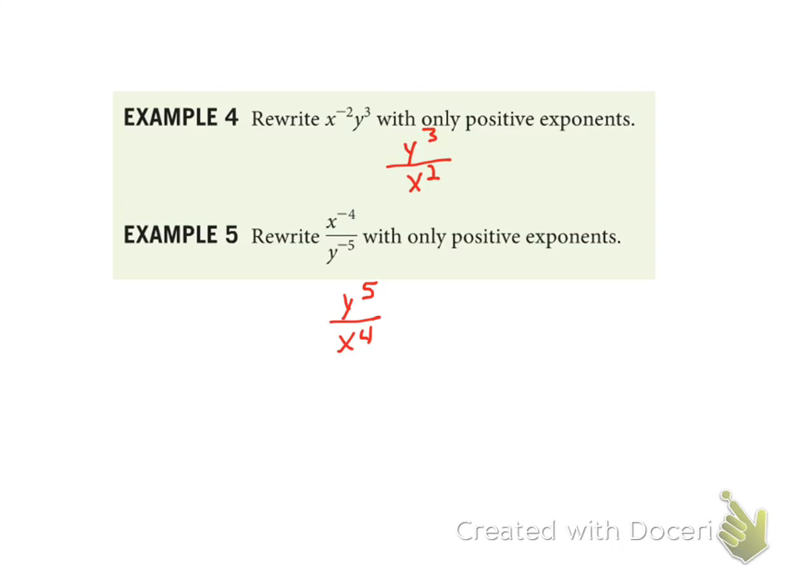Okay, practice 1. Simplify each expression. List answers with positive exponents only. Do not use a calculator. So work on practice 1. Get as many as you can. You may need to skip around.